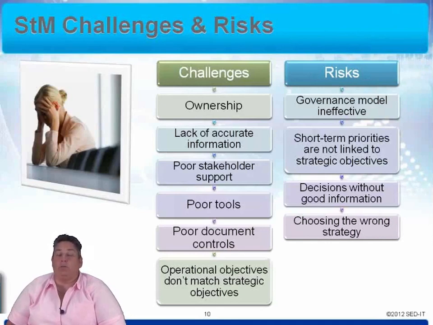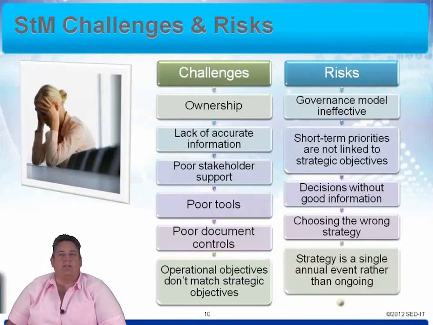Also, I would hope that if the wrong strategy was chosen and that was figured out, that you would document why you chose the strategy in the first place and then go back and review why you made the decision. Lastly, a risk could be that the strategy is a single annual event rather than an ongoing operational review. You just don't choose a strategy on the first of the year. It's like making your New Year's resolutions and then 2 weeks later, there is no resolution whatsoever.